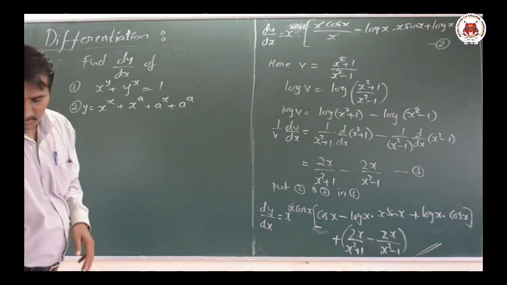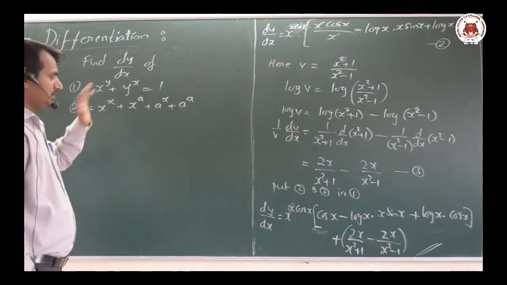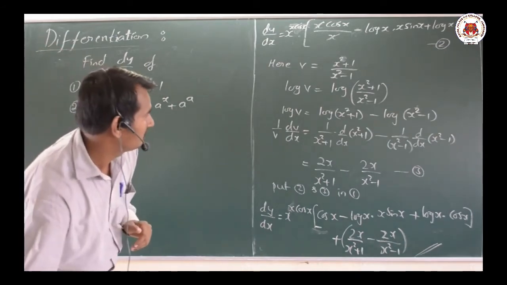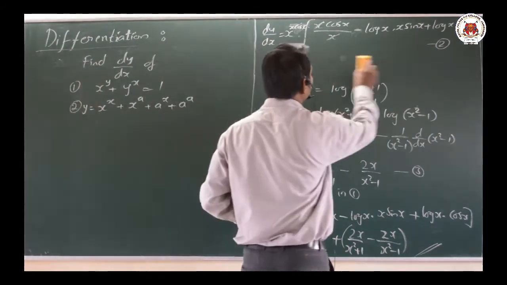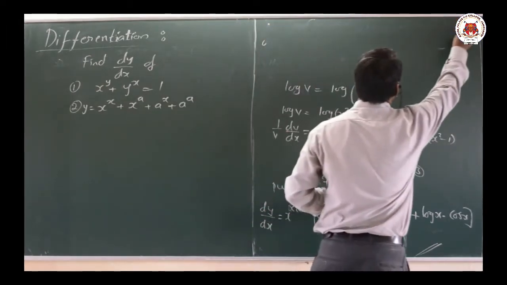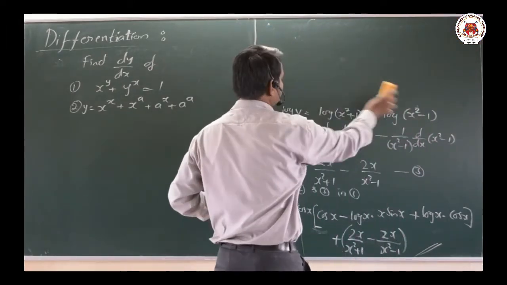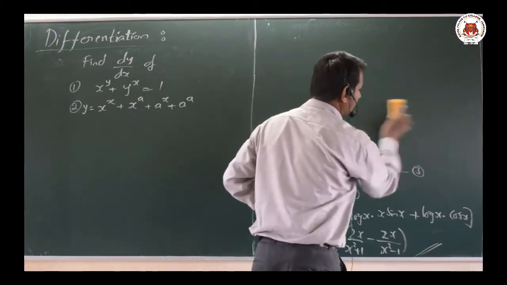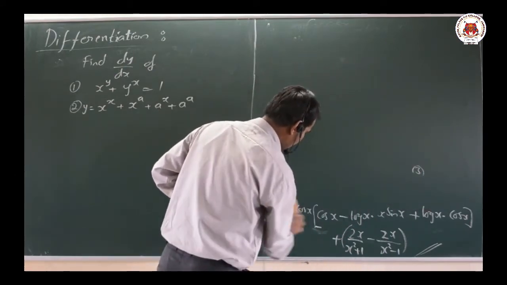Now here let us move on to solving the first part. It is a very simple thing here. We can observe that it is an implicit function also. It is an implicit function also. How do we require to solve it?